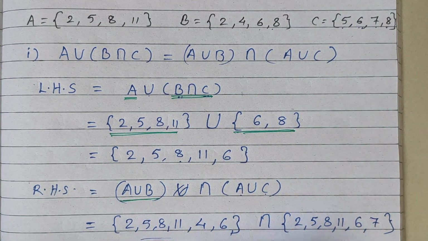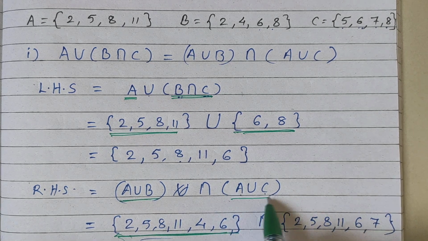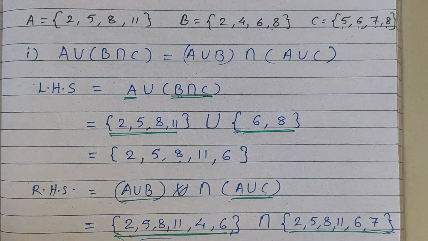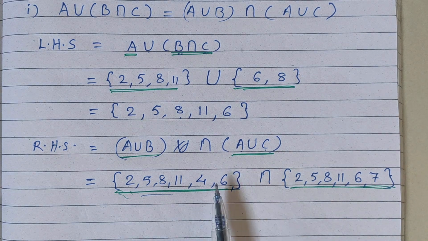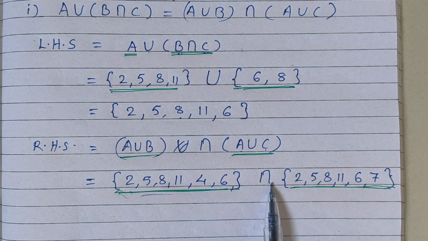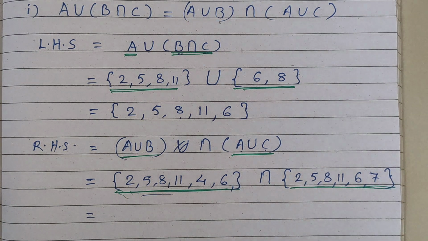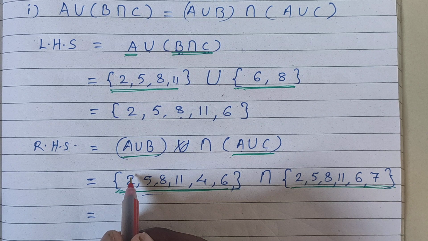For A union B, this is the set that we get by combining the A and B sets. A union C means we combine the A and C sets, correct? No repetitions are allowed in a set. Then, next operation, between the two sets there is the intersection sign. Intersection means we will write the common elements between the first set and the second set. Let us mark the common elements.